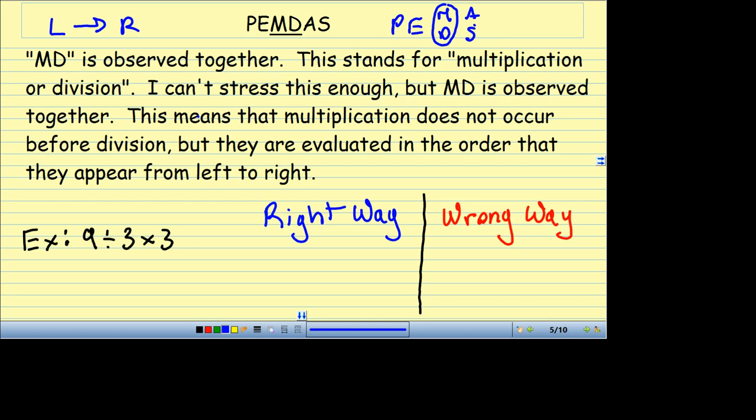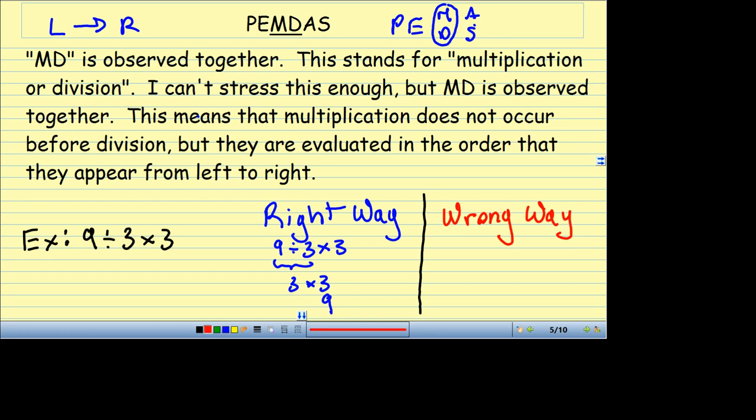So I've got this example right here, 9 divided by 3 times 3. I'm going to rewrite it. 9 divided by 3 times 3. So I scan it from left to right. First thing I see is division. I do that first. 9 divided by 3 is 3. Now I multiply it by 3. 3 times 3, 9. That's the right answer.